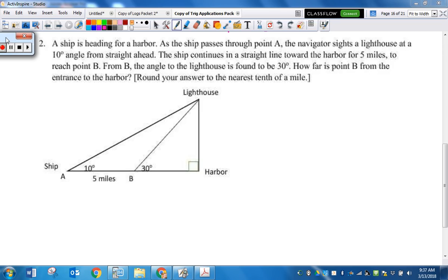All right, so the ship is heading for a harbor. As the ship passes through point A, so I've got point A down here, and they give you the picture, which is nice, a navigator sights a lighthouse, so here's the lighthouse, at a 10-degree angle. So he lifts his head up, he sees the top of the lighthouse. The ship continues on a straight line for 5 miles, so now it's here. You have to tilt your head up a little bit more because you're closer, so a 30-degree angle to see the top of the lighthouse. How far is point B from the entrance of the harbor? So ultimately you are looking for that.